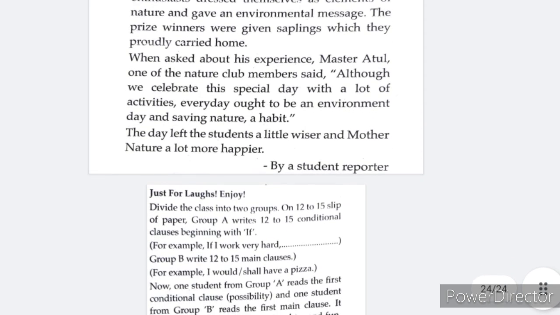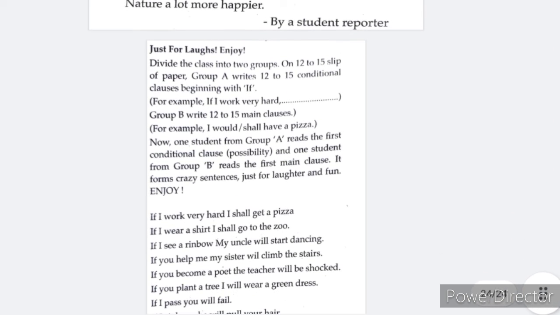Then, just for laughs or enjoyment, divide the class into two groups and give 12 to 15 slips of paper. Group A writes 12 to 15 conditional clauses beginning with if. Okay, so these are the answers. Done with this. Thank you.